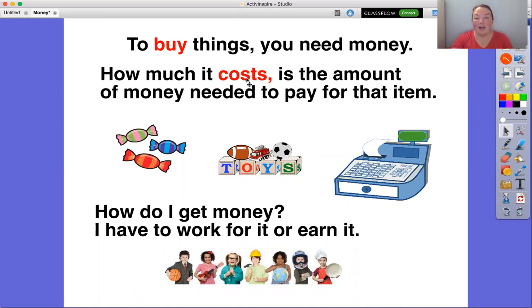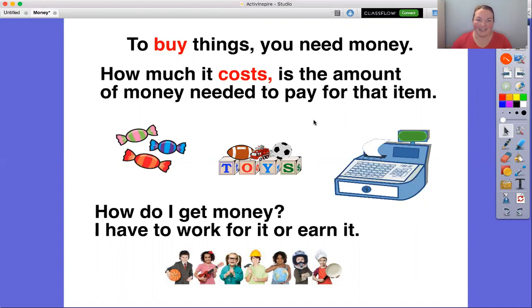How much something costs is the amount of money that you need to pay for that item. Okay, so when you go to the store, if you want to buy something, they're going to tell you how much it costs, and that's how much money you need to pay for it. How do I get money? Well, I have to work for it or earn it.